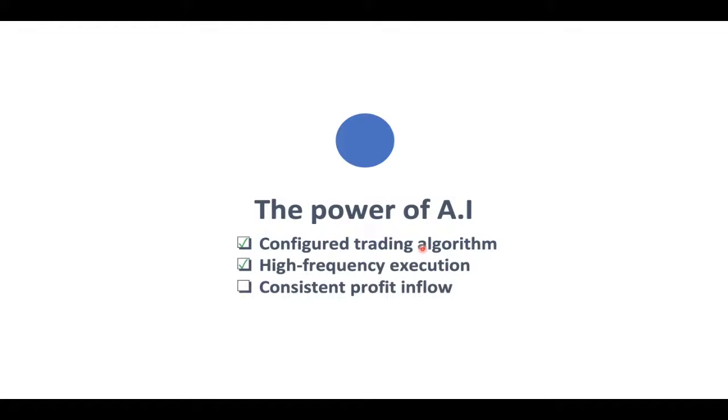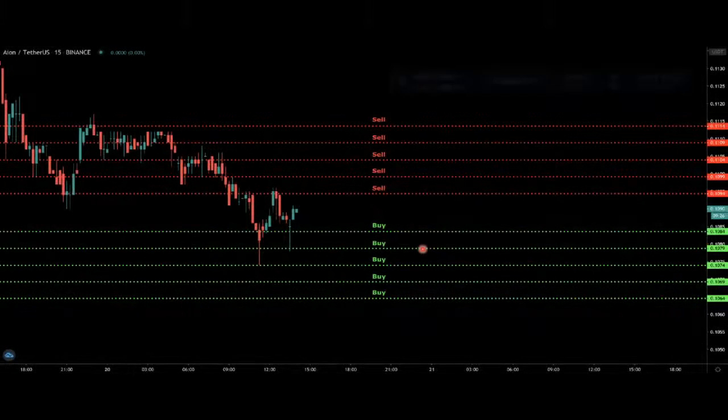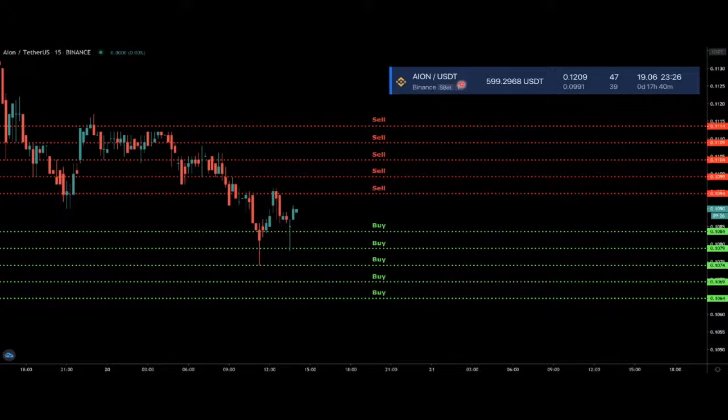And yeah, the third advantage is the one that I already mentioned, a consistent profit inflow. So let me show you. That's the example of ION trading to USDT. You see the total investment of 600 USDT, and in this algorithm I have 47 grid levels. So even though on the chart you see only, I think, 9 limit orders, in reality that's 47. But just to make it simple, visually I just plotted only 9 grid levels. So bear in mind that there are actually 47.